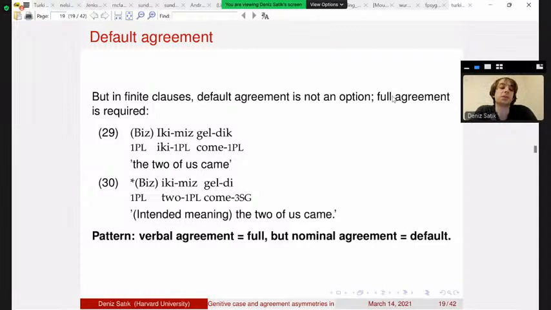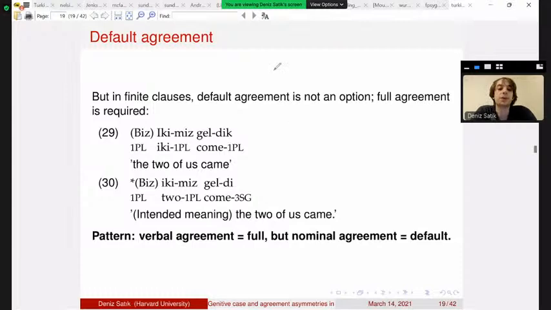Oh yeah, I have it here, good. So in finite clauses, default agreement isn't an option. I mentioned this before. So you need to have full agreement. So tam uyum and not default agreement. So varsayılan uyum, that's out. So biz ikimiz geldik or ikimiz geldik and not ikimiz geldi or biz ikimiz geldi. It's not good. But there is a case in which Özgür Aydın, I think, notes that it's okay, and we'll talk more about that shortly.